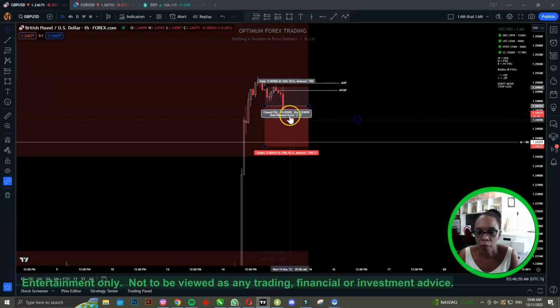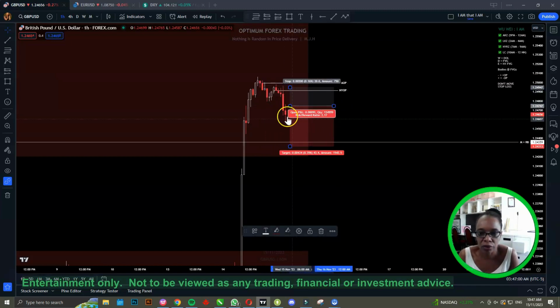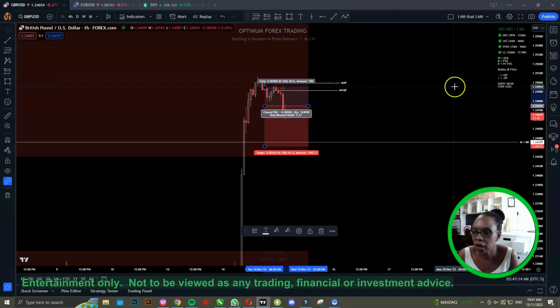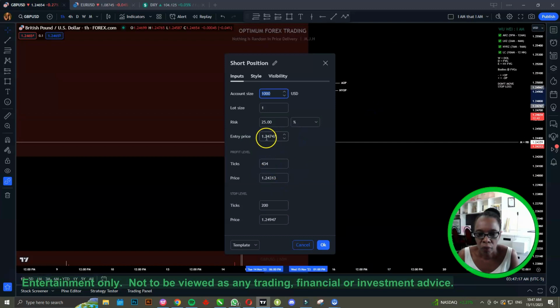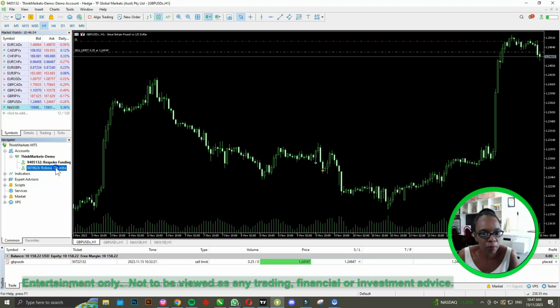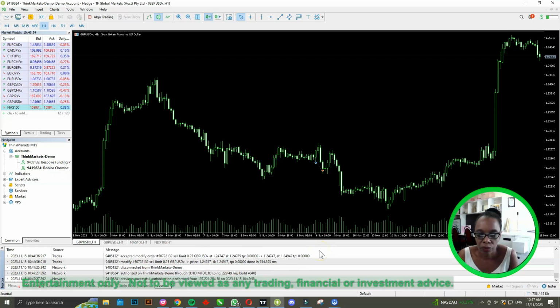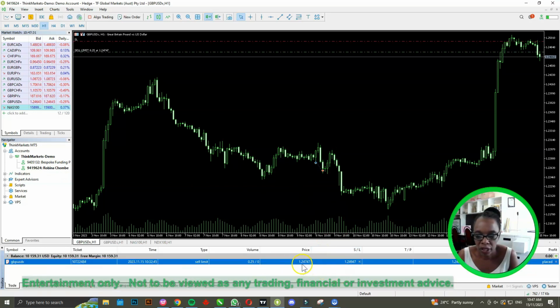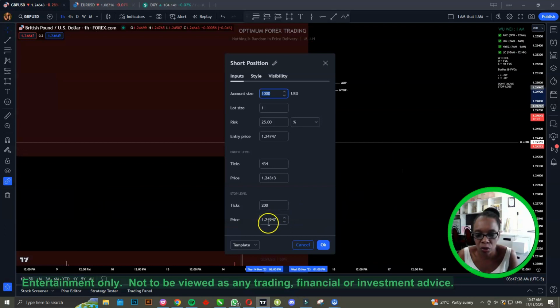I brought it down a bit, just below the swing low and just above this wick that's painting right now. So just below the wick and just below the swing low, with my stop loss just above the body of this potential CB. So price wise, we are looking at 1.24747, and stop loss at 20 pips, which is 1.24947.